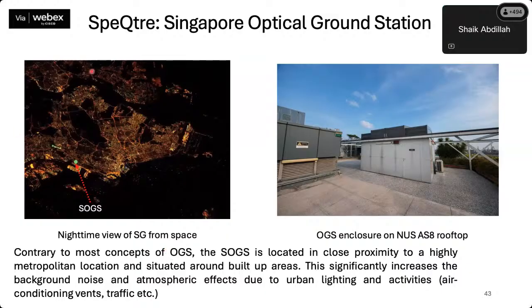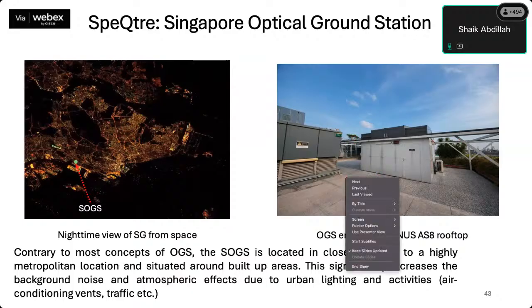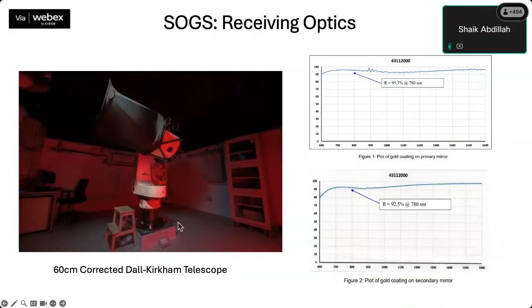So these are some of the environmental challenges we have to work with, but this to us makes the most sense because as far as an optical network is concerned, we want the optical ground station to be in close proximity to facilities and resources that can utilize this quantum network. The enclosure is just a roll-off design, and within this enclosure, we house a 60 centimeter corrected Dall-Kirkham telescope.